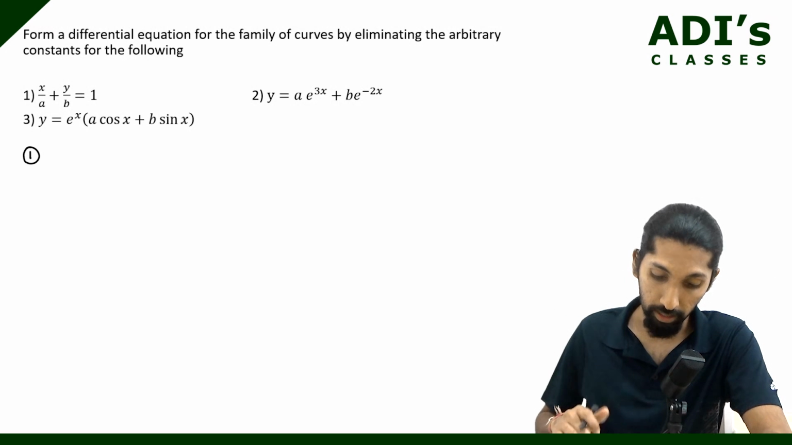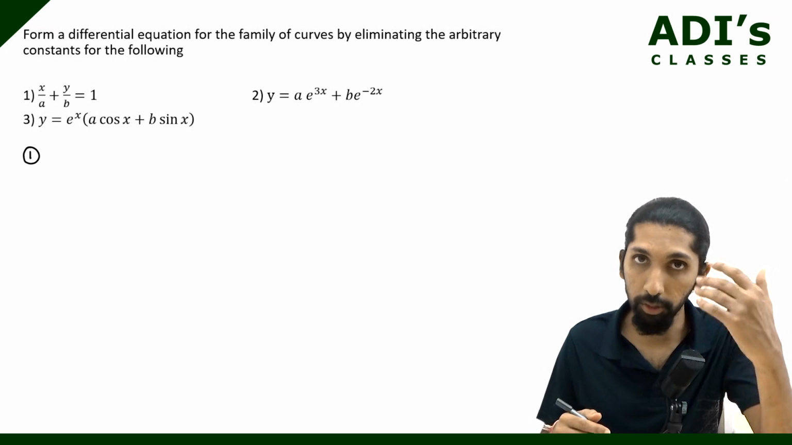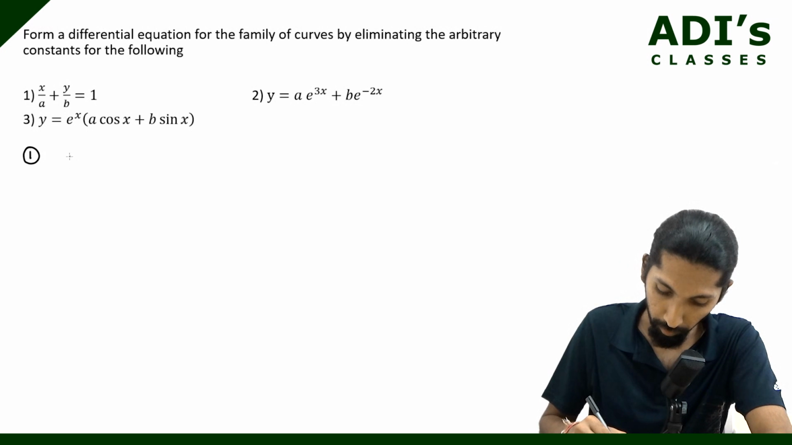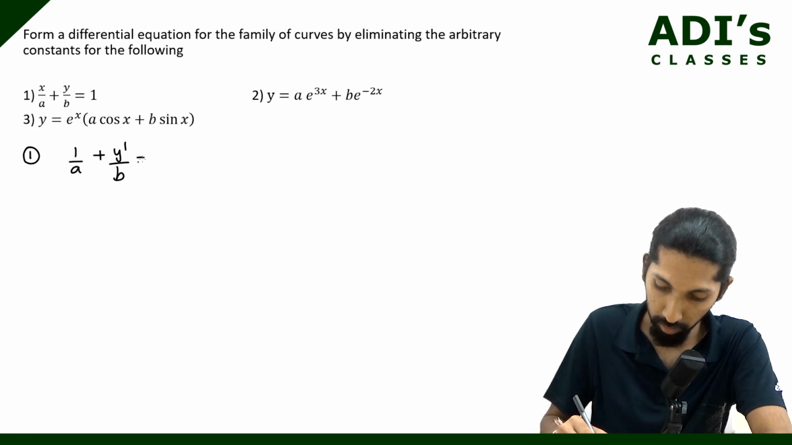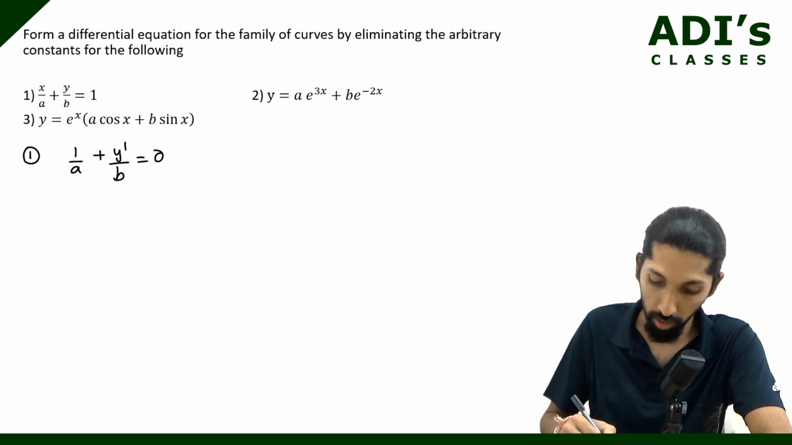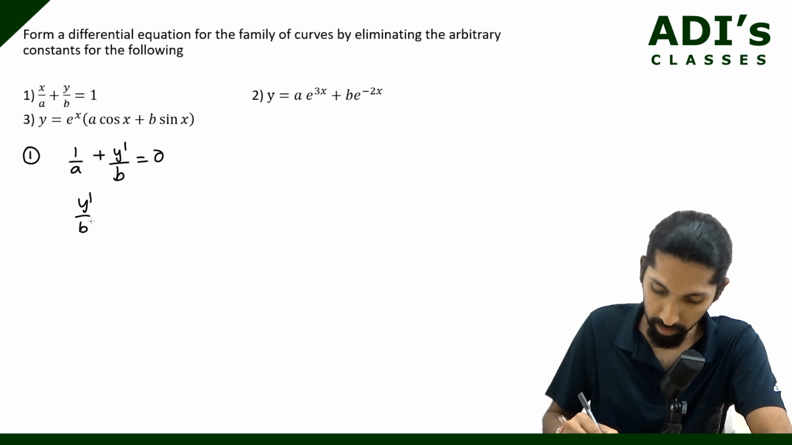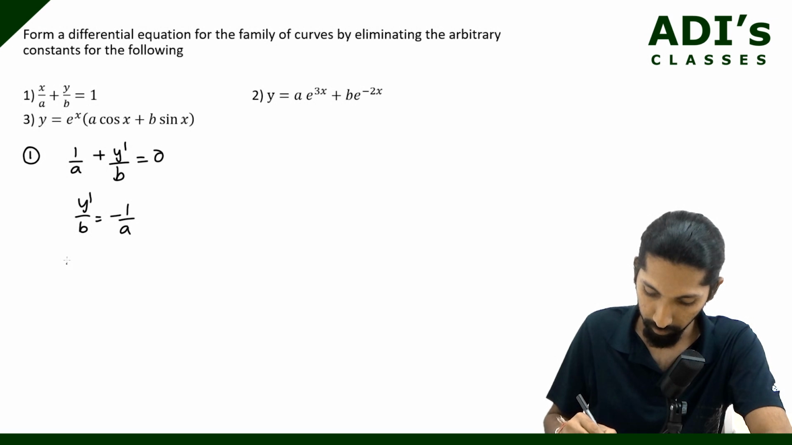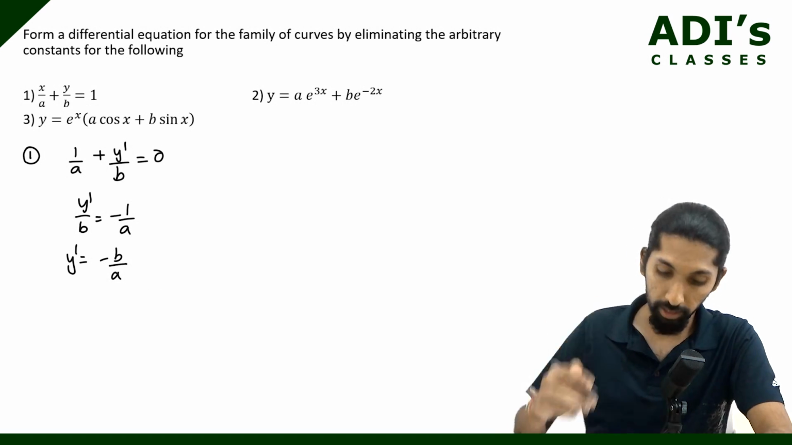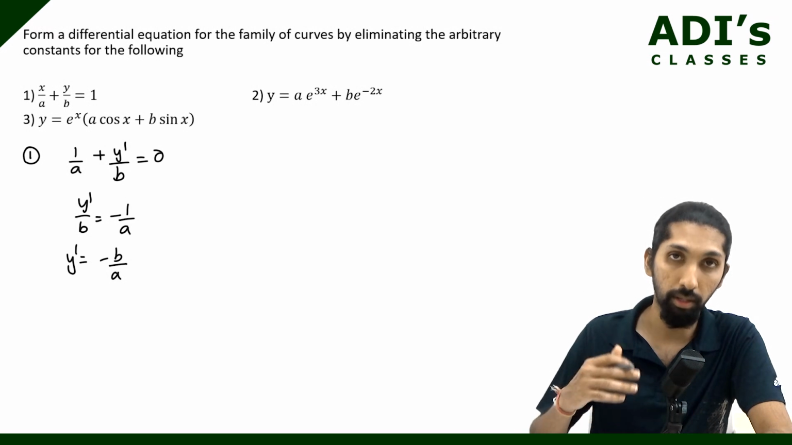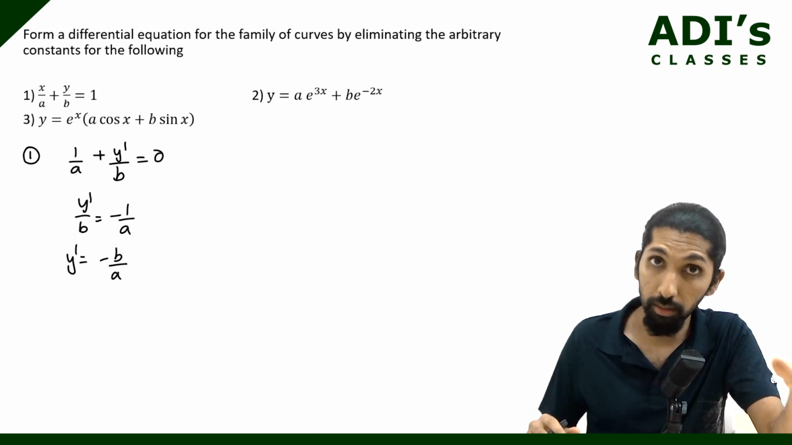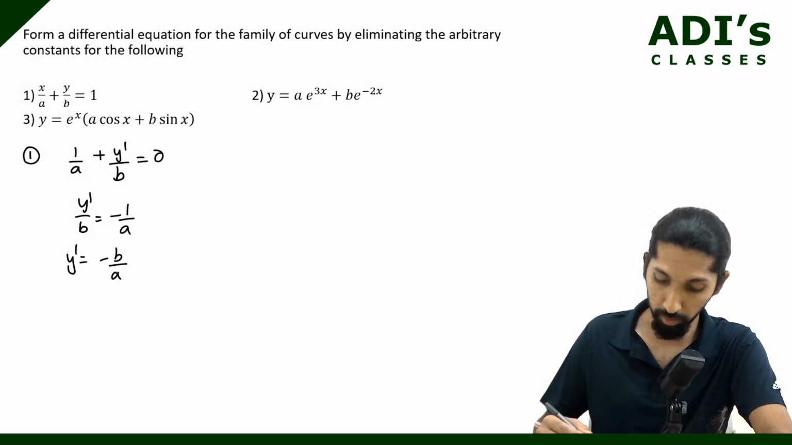Now, in this case, first what do we do? Differentiate. You'll get 1/A + y'/B = 0, or y'/B is minus 1/A, so y' is minus B/A, right? Now, we cannot substitute this. I mean, you can, but then we have to eliminate the value of A. Okay, but so what do we do first?